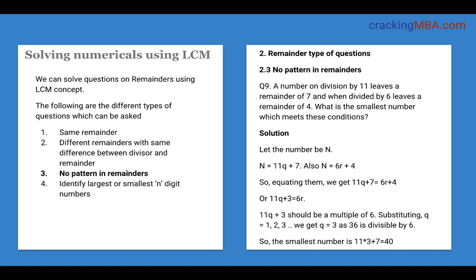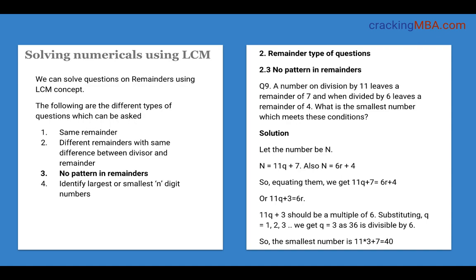So let the number be n. n is equal to 11q plus 7 and also n is equal to 6r plus 4. On equating them, we get 11q plus 7 is equal to 6r plus 4, or 11q plus 3 is equal to 6r. Now 11q plus 3 is a multiple of 6. So we need to take different possible values of q such that 11q plus 3 is a multiple of 6. We can try 1, 2, 3 and so on.